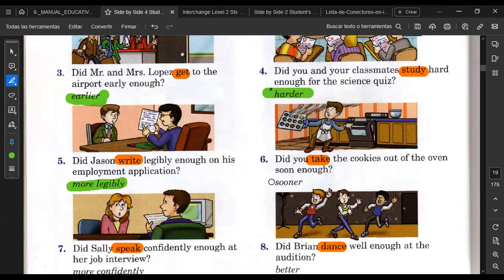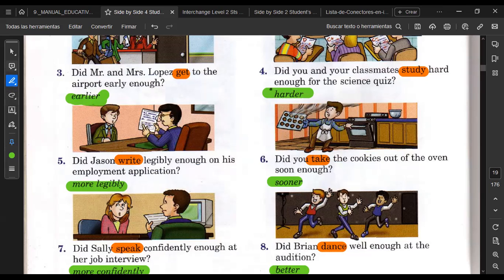Yes. Okay. Did Mr. and Mrs. Lopez get to the airport early enough? No, they didn't. They should have gotten to the airport earlier. Excellent, very good, right? No, they didn't, porque estamos hablando del señor y la señora López. Es ellos. So we have to use they, right? No, they didn't, as Patty said. No, they didn't. They should have gotten to the airport earlier.